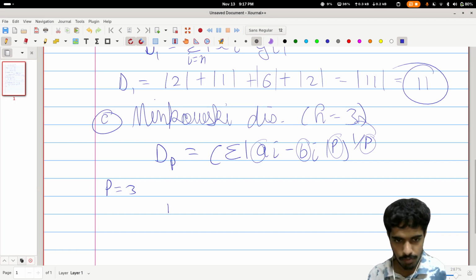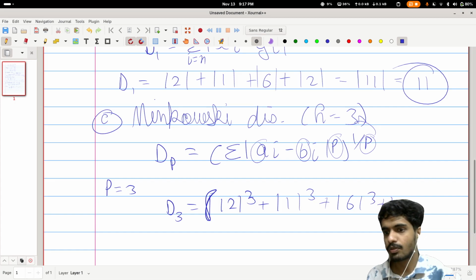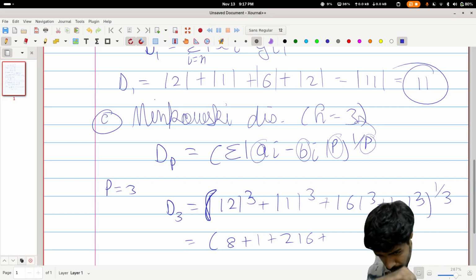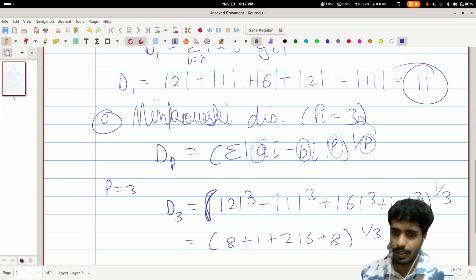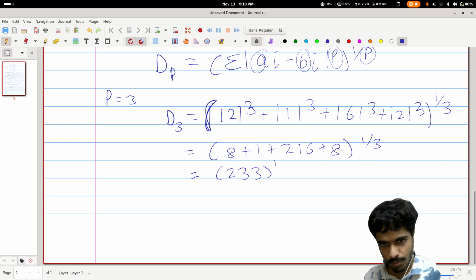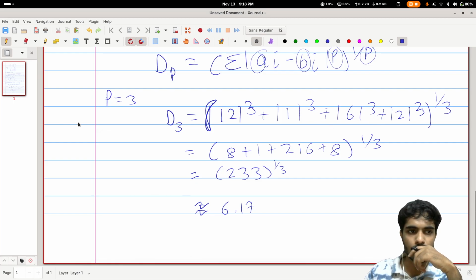So it will be d3 equals the summation of all these values, which is 2 to the power 3 plus 1 to the power 3 plus 6 to the power 3 plus 2 to the power 3, whole to the power 1 by 3. If we solve it further down, it will be 8 plus 1 plus 216 plus 8, whole to the power 1 by 3, right? If we sum it, it will be 233 to the power 1 by 3. Now you can use the calculator, but the answer is already 6.17 approximately, right? So this is the Minkowski distance for this question, right?